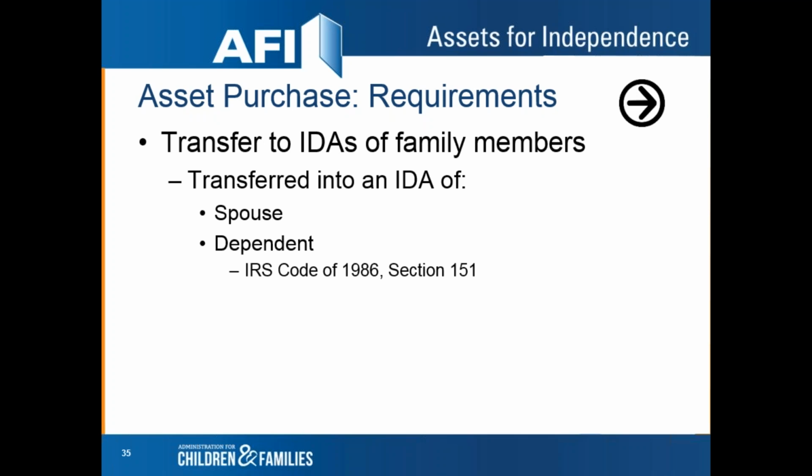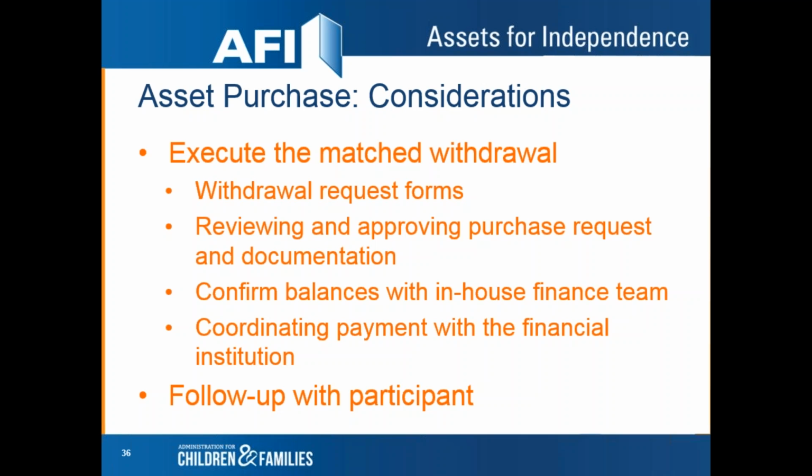Finally, transfer to IDAs of family members. IDA savings and correlated match can be paid directly into the IDA of the account holder's spouse or a dependent, which is defined by whether the account holder would be allowed to deduct under Section 151 of the IRS Code of 1986.